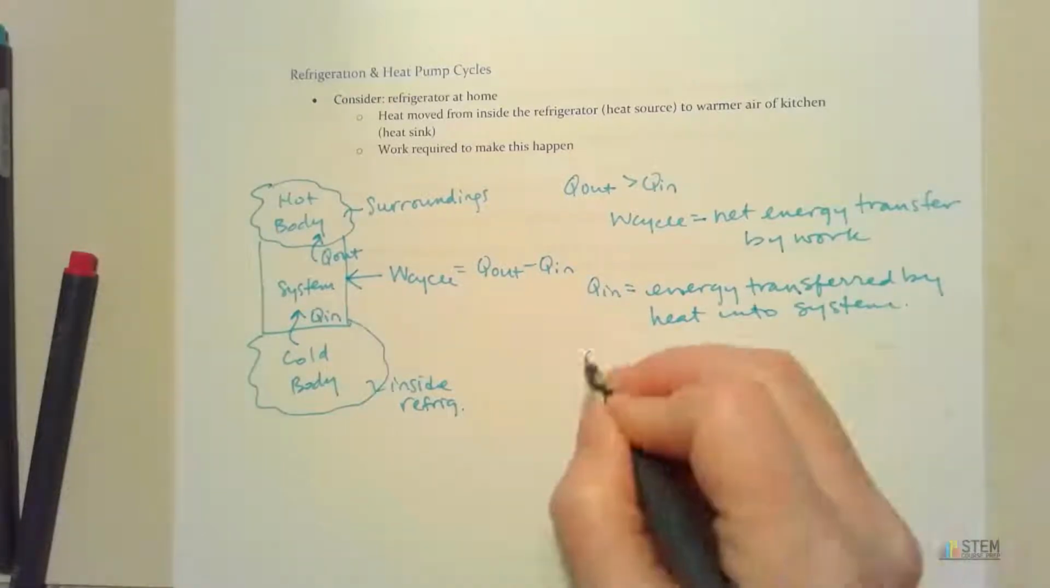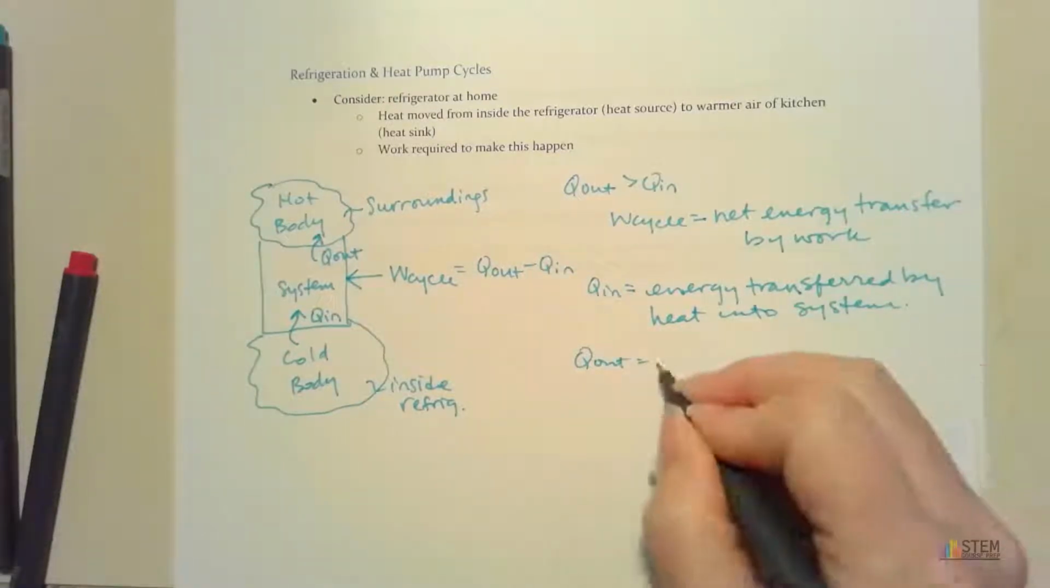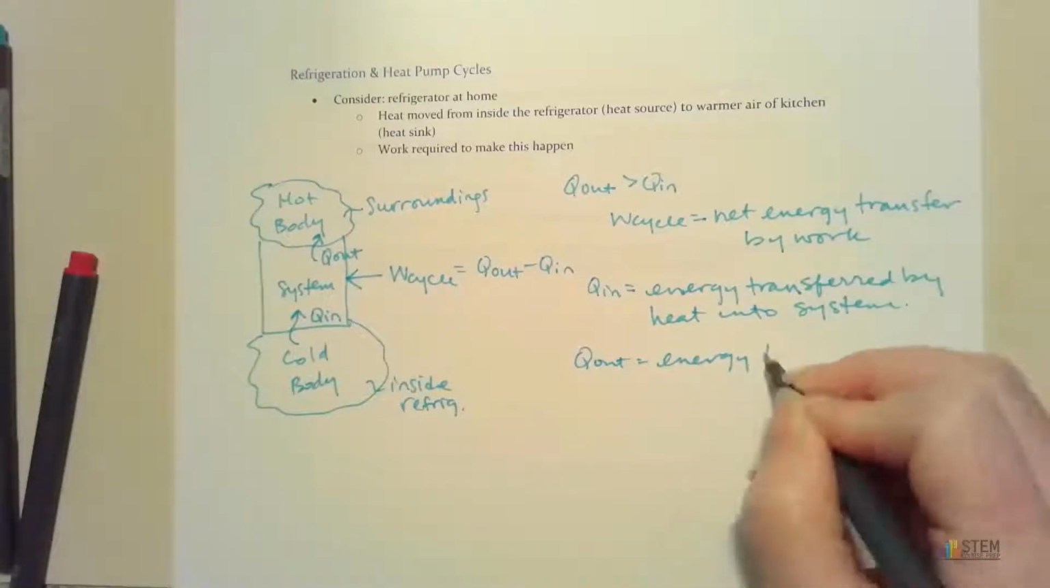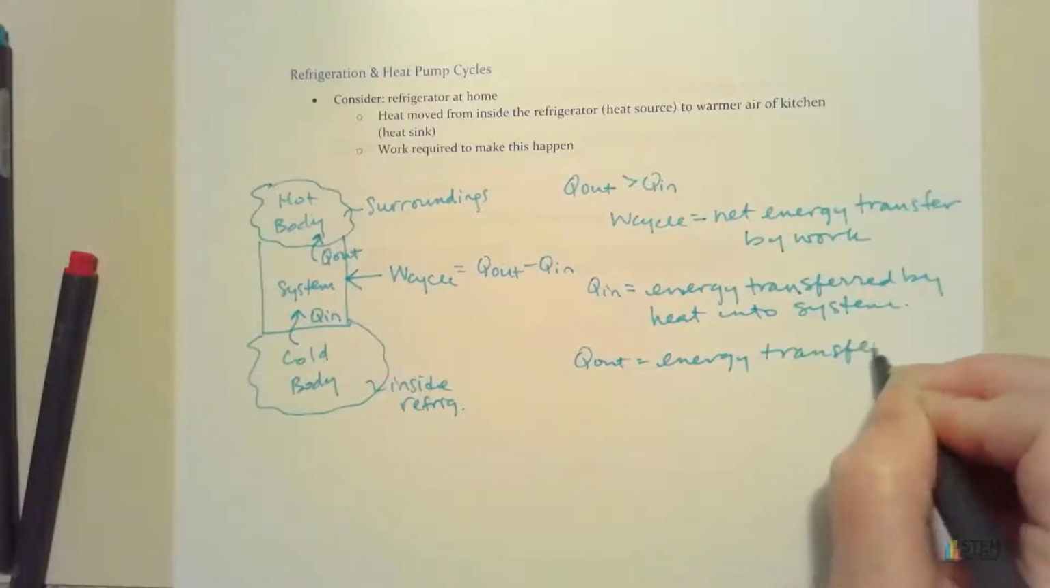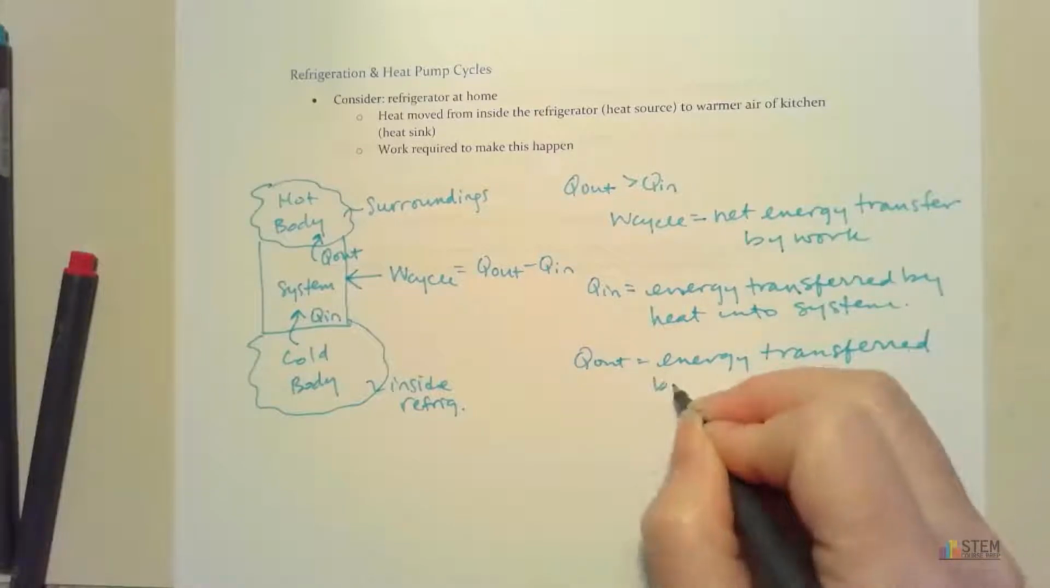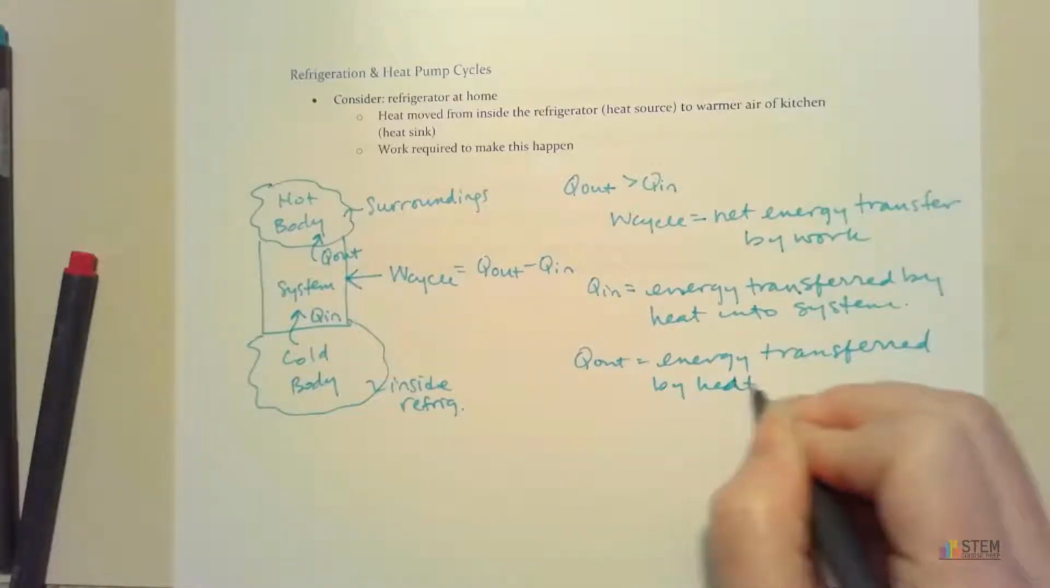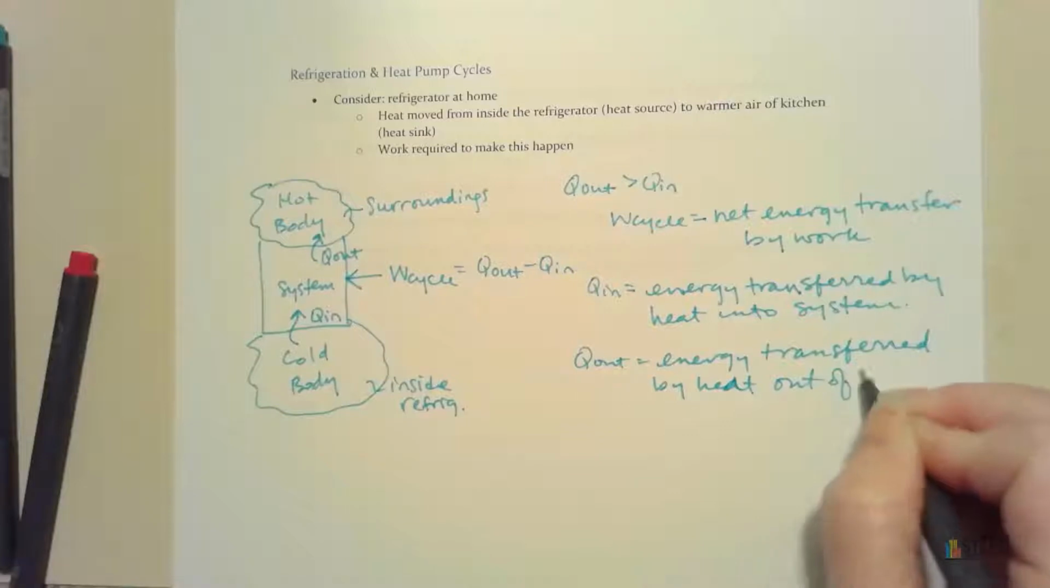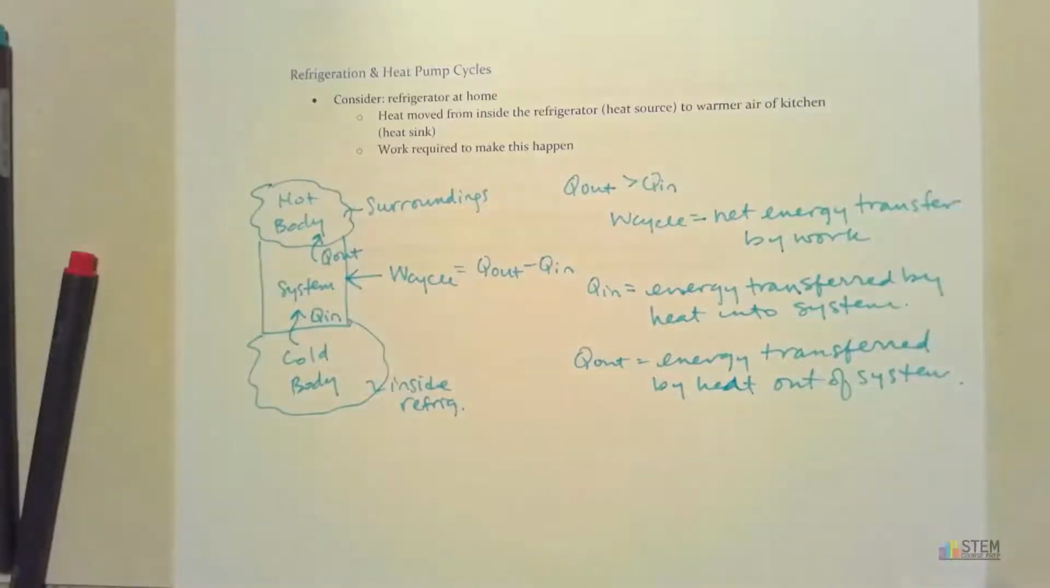And then Q out, obviously going to be energy transferred out. So now we've got that. Okay. So that's kind of how the refrigeration cycle works. All right, we got Q in from the cold body this time, whereas the power cycle, it was reversed. Q in was from a hot body, the warmer body.